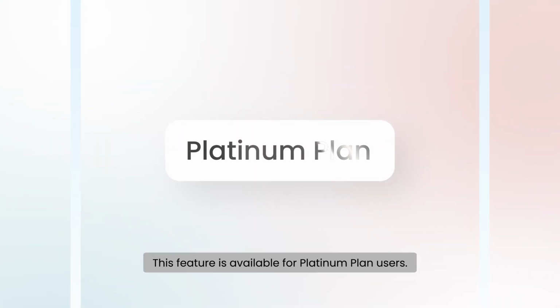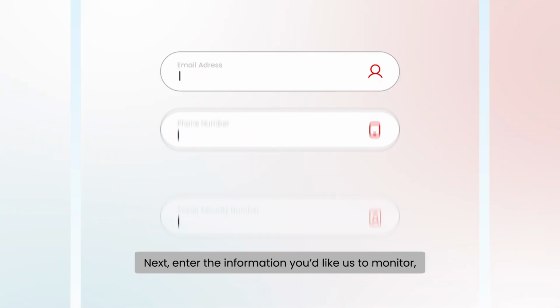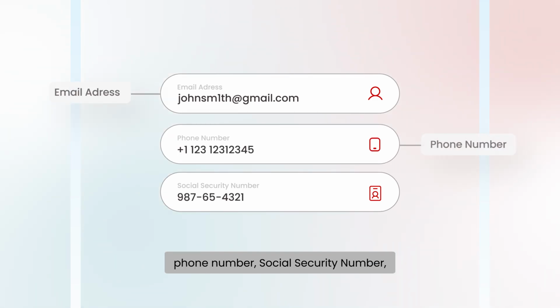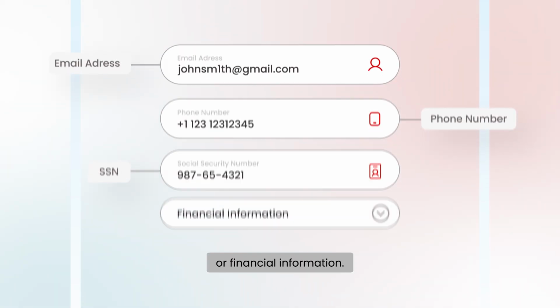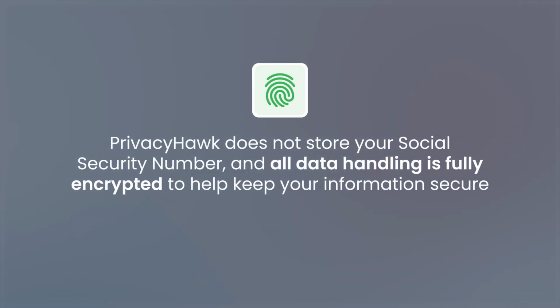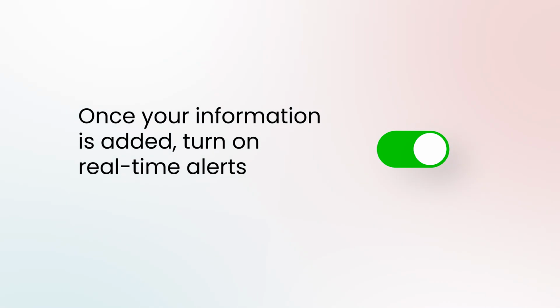To get started, open the app and navigate to the identity protection section from your PrivacyHawk dashboard. This feature is available for Platinum Plan users. Next, enter the information you'd like us to monitor, such as your email address, phone number, social security number, or financial information. This information is used only for monitoring and protection purposes. PrivacyHawk does not store your social security number, and all data handling is fully encrypted to help keep your information secure. Once your information is added, turn on real-time alerts.